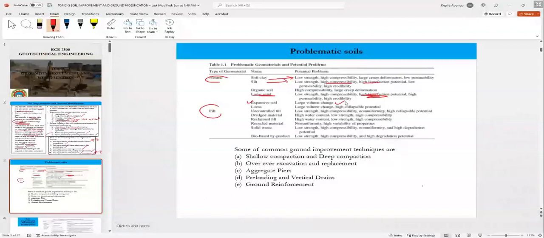That will be the next topic where we deal with the problematic soil. And we'll only deal with two problematic soils, expansive soils and collapsible soil, like loess. Very highly collapsible soils. We will deal with that in the next topic.